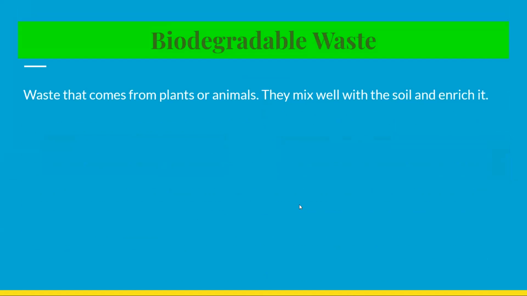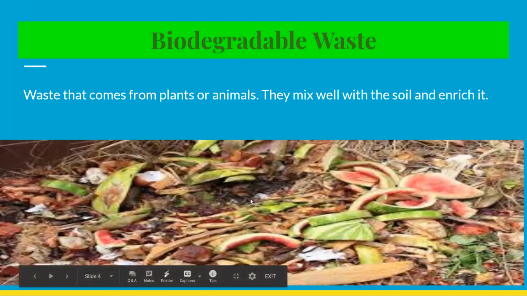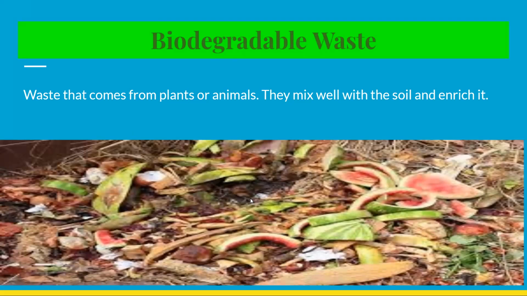What is biodegradable waste? The waste that comes from plants or animals, they mix well with the soil and enrich it. The waste mixes with the soil and gives the soil many minerals so that the soil becomes very good for the growth of the plants. It enriches the soil. So these are the waste of food peels, food items we are eating, fruits, vegetables. In the kitchen, waste is there.